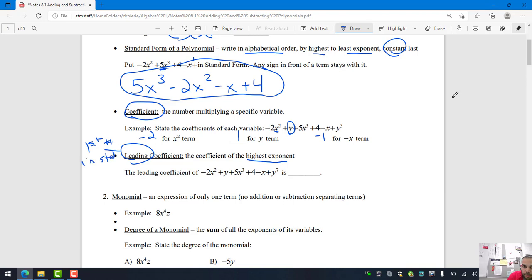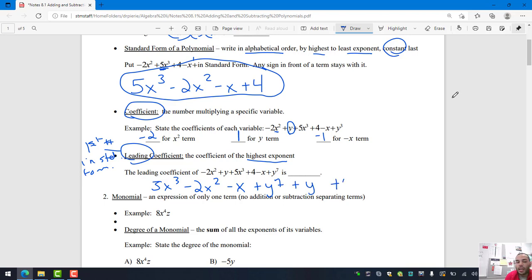Okay, so if it asks for the leading coefficient of this ugly expression, -2x² plus y plus 5x³ plus 4 minus x plus y to the 7th power, the first step would be I want to put this in standard form. And when I put this in standard form, remember my first rule is I got to make sure my terms are written in alphabetical order. Okay, so I see some x's and I see some y's, and I know in the alphabet x comes before y. So I have to list all my x terms first. So it should go 5x³, then a -2x², then I see that minus x, then I can start listing my y terms. I've got a plus y to the 7th, a plus y, and then I got that plus 4 to finish.